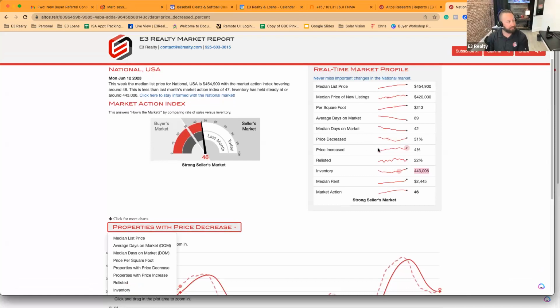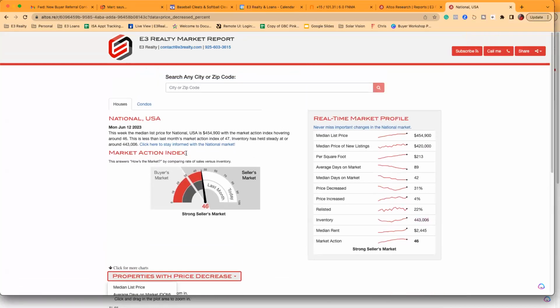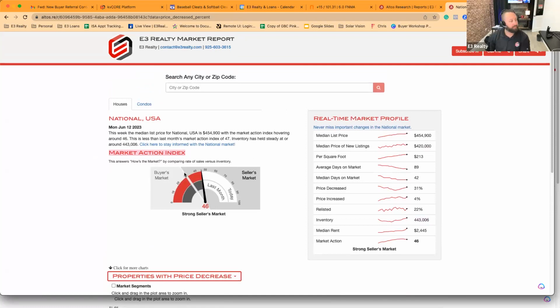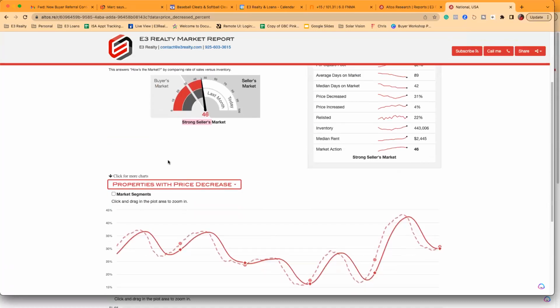This is 90-day. This is what's called a market action index, right? This basically breaks it down from 0 to 100, and 30 or below is a buyer's market. Anything above that's a seller's market. So you're at a 46 here as a nation. They consider it a strong seller's market. And it gives you a little synopsis here. This week's median list price was 455, with the market action index hovering at 46. This is less than last month's market action index of 47. Inventory is held steady at around 443, right? Boom. So that's a little snapshot.